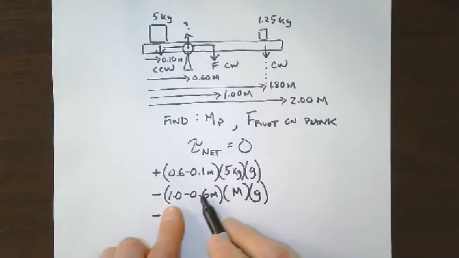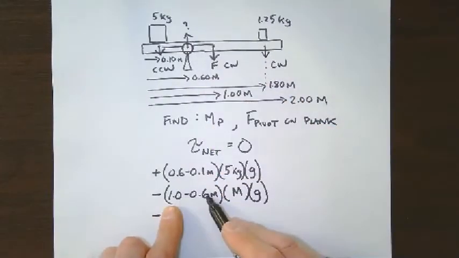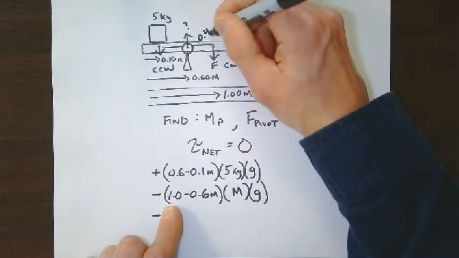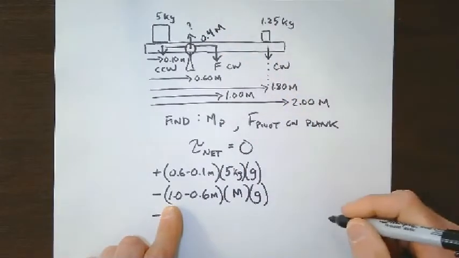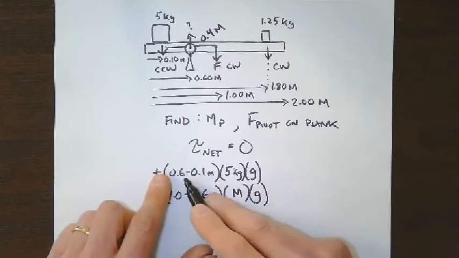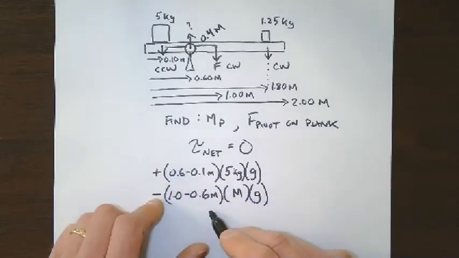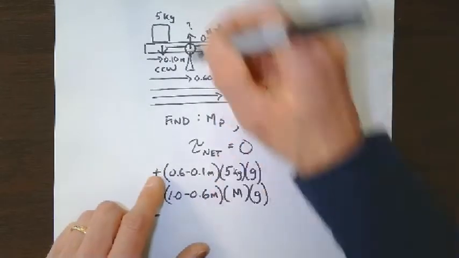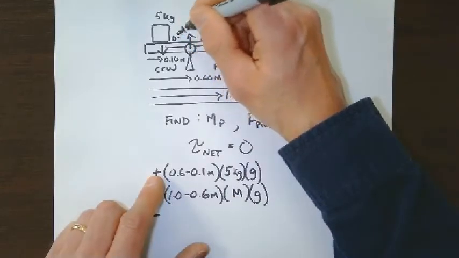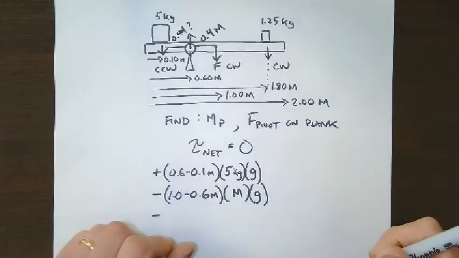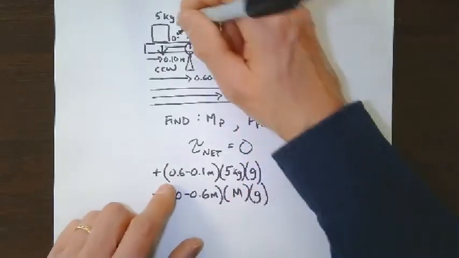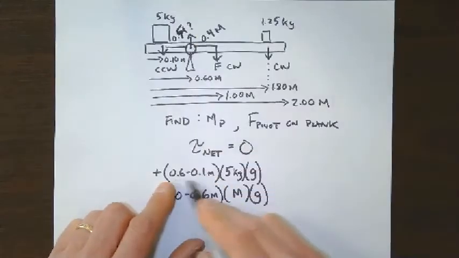And so the lever arm I have here is 1 minus 0.6. I'll write that in my picture so you can see. That's 0.4 meters. Okay? And up here, again, the lever arm was 0.4 meters. Actually, I screwed that up. That should be 0.5 meters, right? 0.6 minus 0.1 is 0.5.